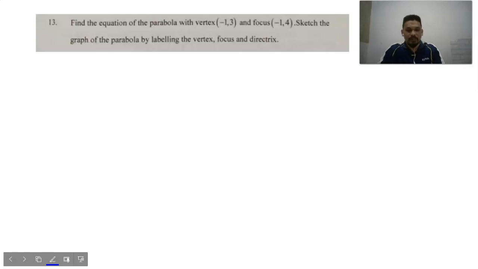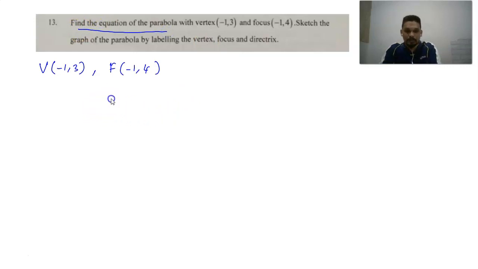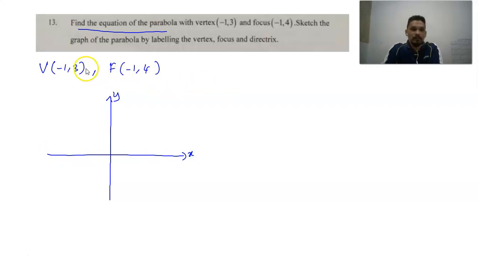Find the equation of the parabola with a vertex of negative 1, 3 and focus of negative 1, 4. Sketch the graph by labeling the vertex, focus and directrix, and find the equation of the parabola. On the x and y axes, the vertex is negative 1, 3. This is V, and the focus is negative 1, 4. So the distance between the focus and the vertex is 1 unit.